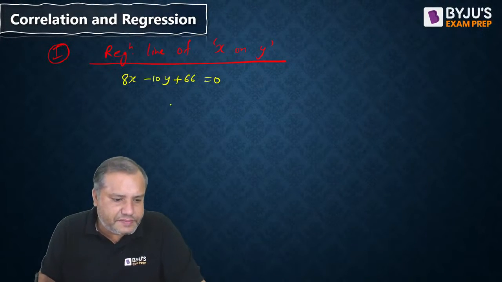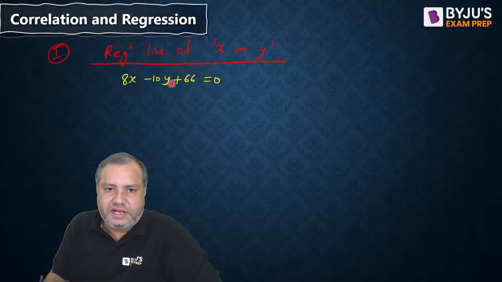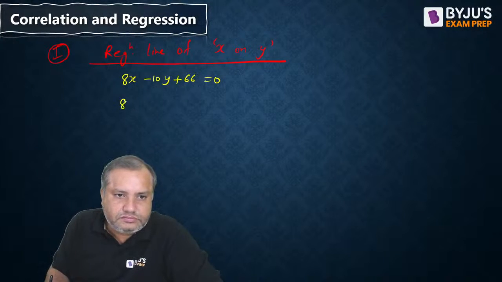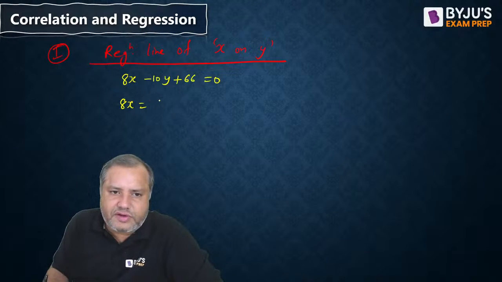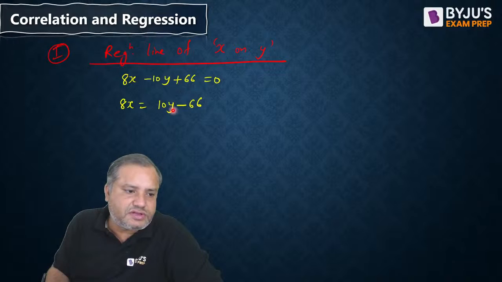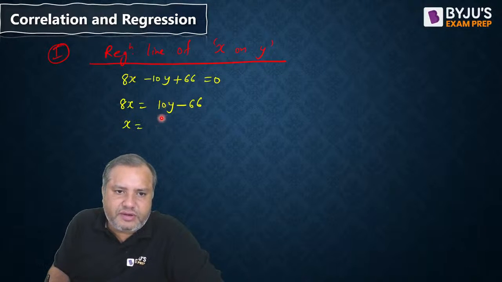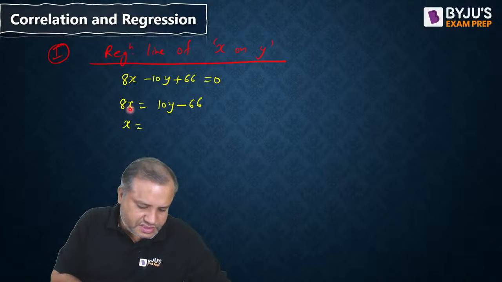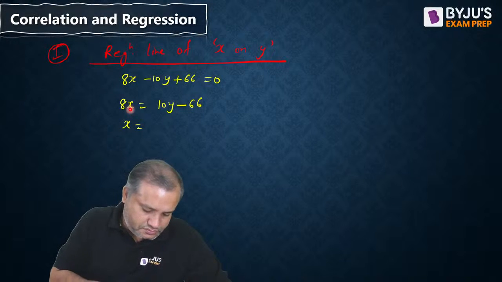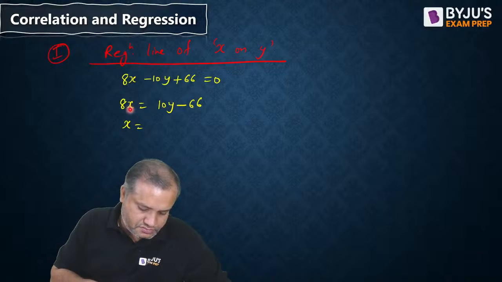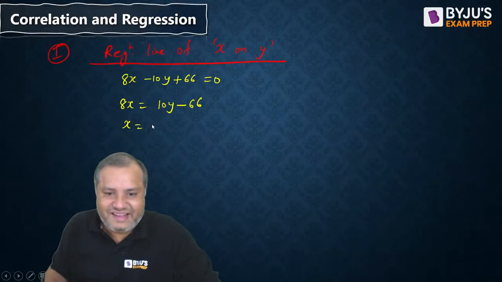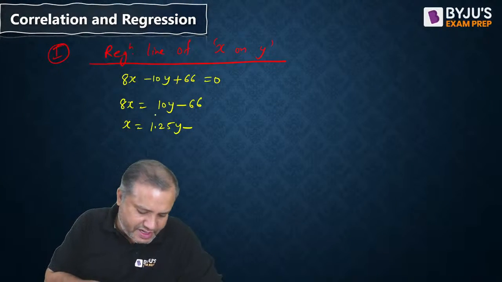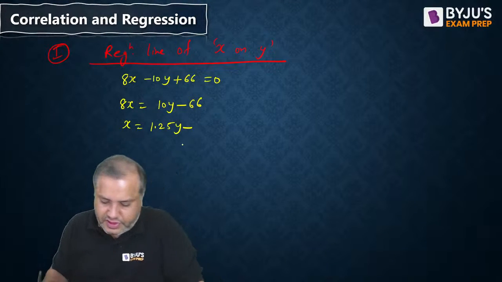Now, if you assume that this line is the regression line of x on y, then x should be written on the left hand side. 10y minus 66 on the other side. So x will be 10 by 8. 10 by 8 कितना होगा? 1.25 यार. 1.25 minus 66 by 8.